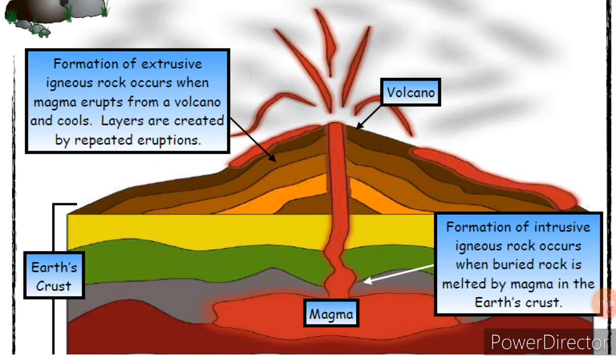So this is a picture of what I'm telling you. Can you see the earth? Look at the magma under. The magma is red. When it flows and cools like the one you are seeing on my right hand side, when it cools at that level, it will form what we call intrusive igneous rock.